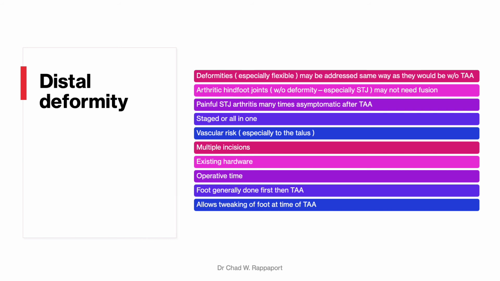Generally, although there's proponents of doing the ankle first and then the foot, I think generally speaking, it is more accepted to do the foot initially and then the ankle. Doing this allows the surgeon at the time of the arthroplasty to fine-tune, optimize, or tweak the foot if need be.